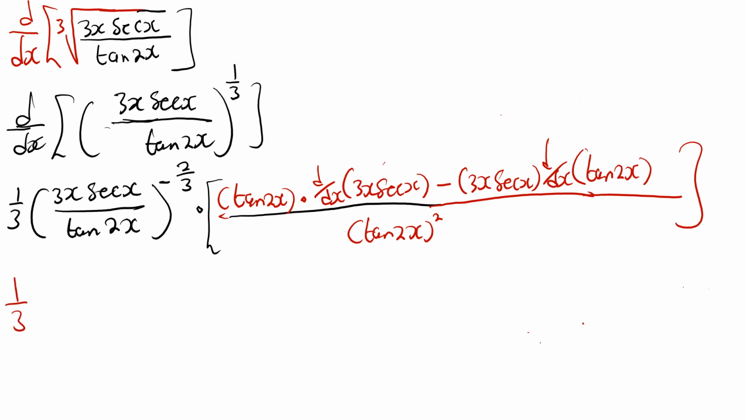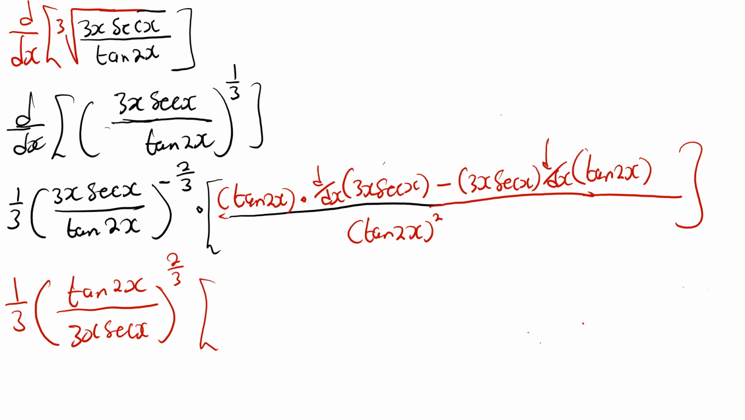So let's find out what will be our answer. 1 over 3. Then this one can still be the same as tan 2x all over 3x sec x. Instead of exponent negative 2 over 3, it will be positive 2 over 3 of exponent. Then let's find out what will be the answer. We are going to have tan 2x multiplied by, okay, here 3x sec x, we have two functions, so it means we're going to apply the product rule. Two functions are multiplying each other, so it's product rule.